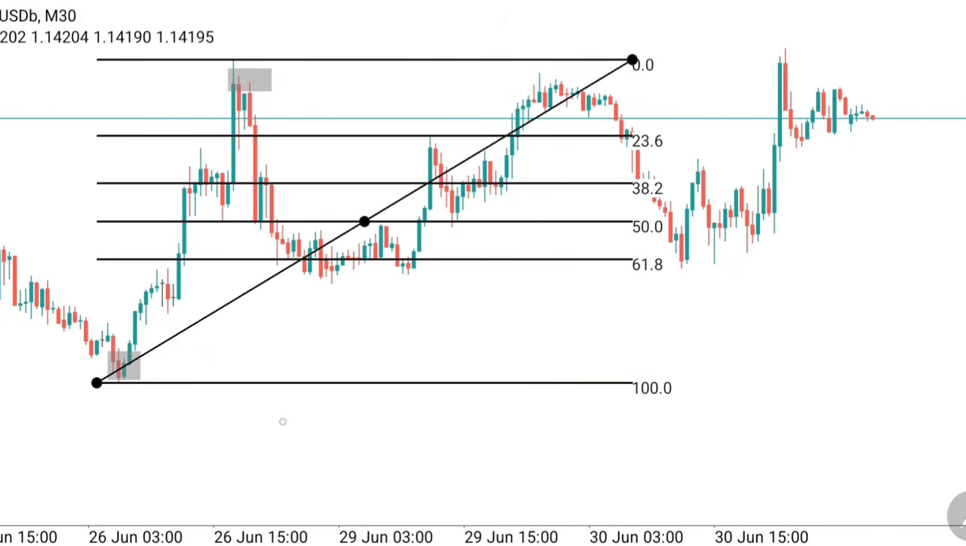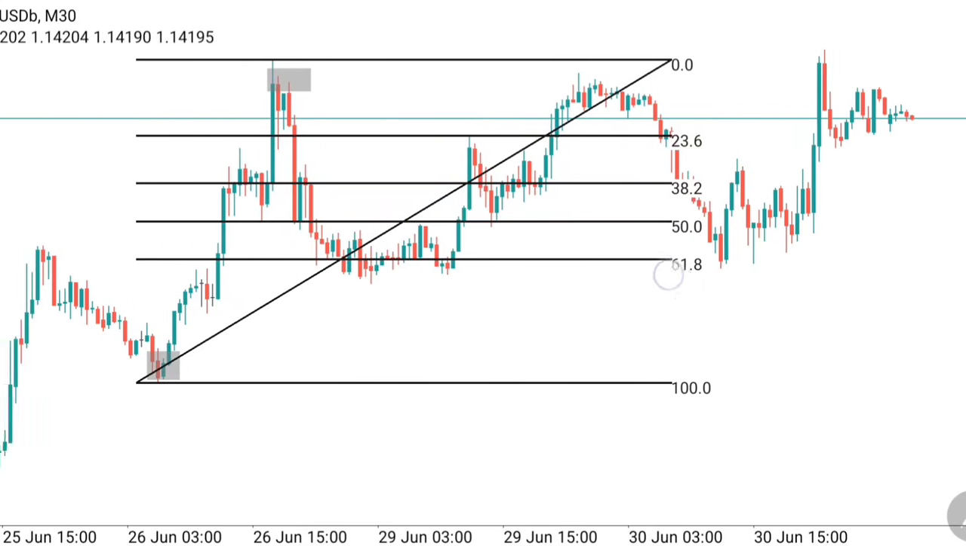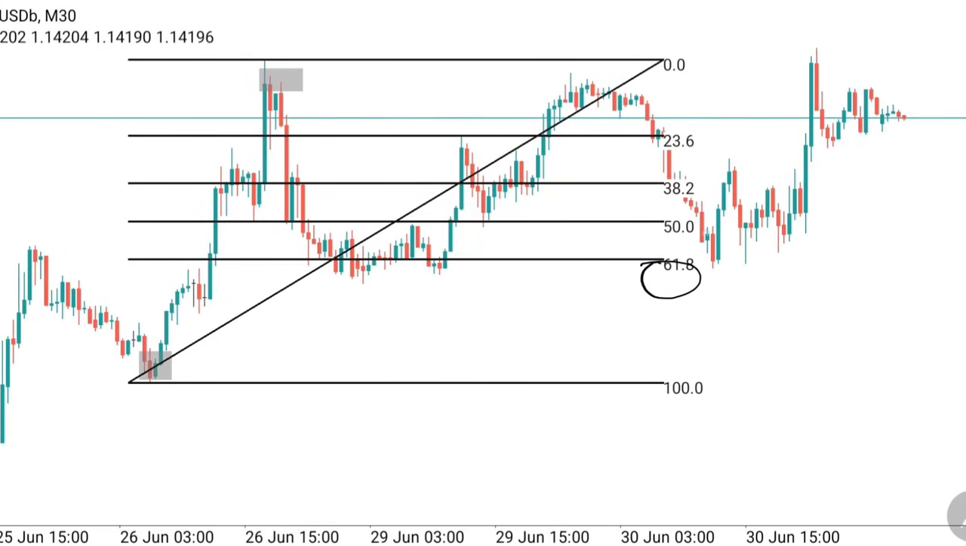So the next thing we need to do now is to identify our golden zone. Our golden zone is between 0.50 to 0.618. All right, so from here to here is our golden zone. These are the Fibonacci levels. Okay, but we are more interested in the 0.618 to 0.50. This is our golden zone, so we shade it.